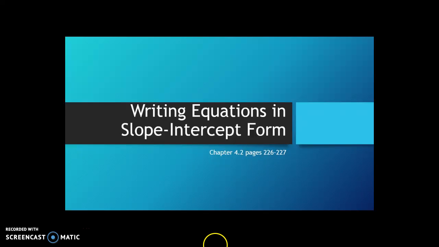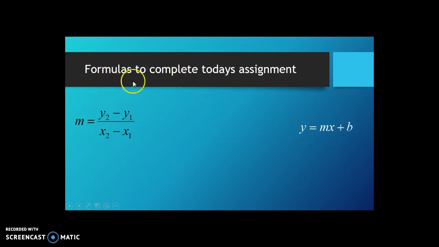Hello, today we are going to talk about writing equations in slope-intercept form. This is chapter 4.2. You will find it in your book on pages 226 and 227. So let's get started.